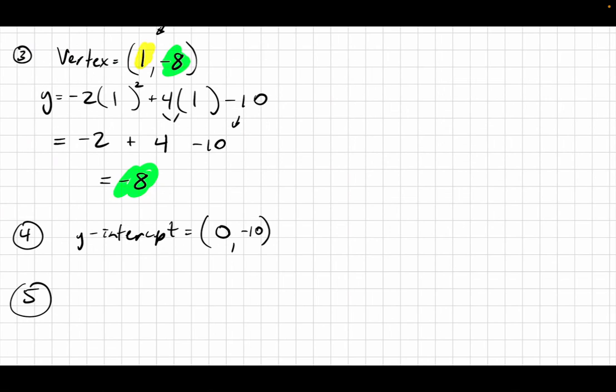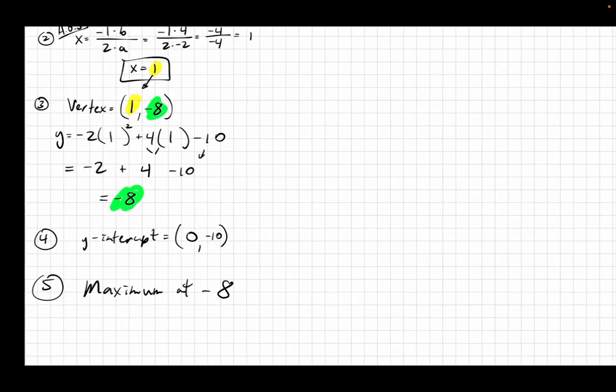The last one, maximum or minimum. We said arrows down, right? So if it's arrows down, it's going to have a maximum. So a maximum at, how do we know where it's at though? Isn't it the negative 8? Mm-hmm. The green guy, right? The y of the vertex. Yep, negative 8. Done.